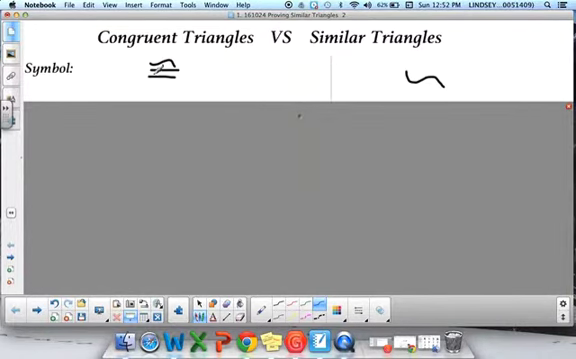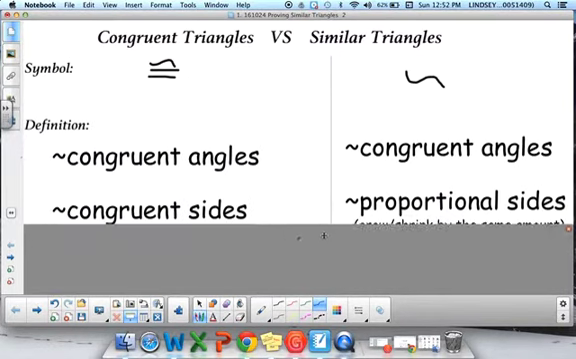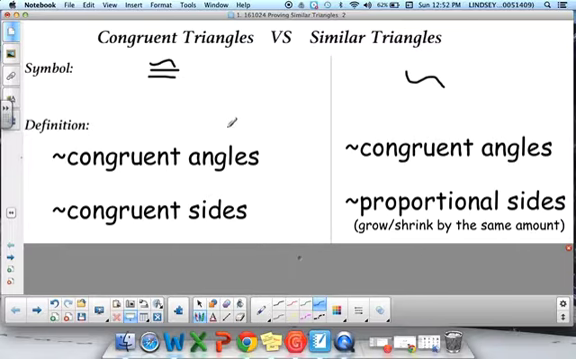So first and foremost, the symbol, right? Congruent has the equal sign and the squiggly on top, and similar is just the squiggly. So by definition, how are they different? When I have a congruent triangle, I have not only congruent angles, but I also have congruent sides. However, when I'm talking about similar triangles, I still have congruent angles, but instead of having congruent sides, I now have proportional sides. Another way you can think about that is they're growing and shrinking by the same amount. So that proportional is where we set up two ratios, a ratio like A over B is equal to C over D, something like that.